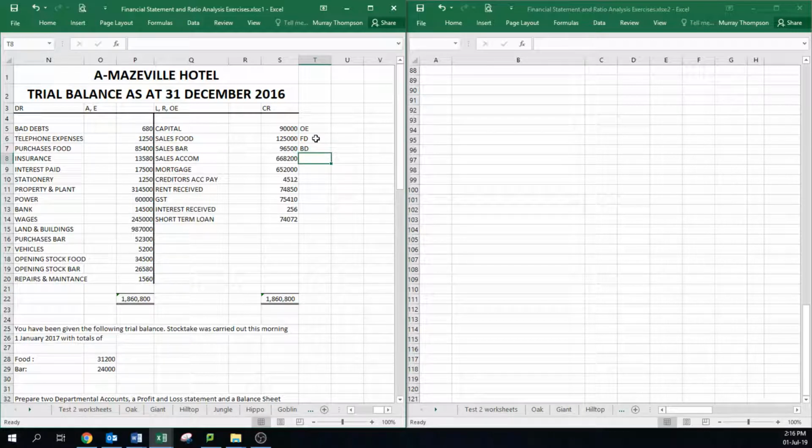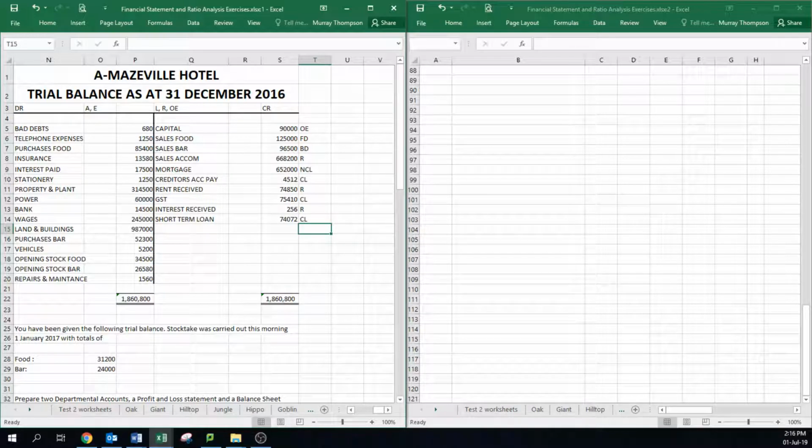Sales accommodation doesn't belong to any other department, so revenue. The mortgage, again, current and non-current. This is a long-term liability, so non-current liability. Creditors, it's a current liability. Rent received, it's revenue. GST is a current liability. Interest received, that is a revenue. And a short-term loan, that would be something different. That is a current liability.